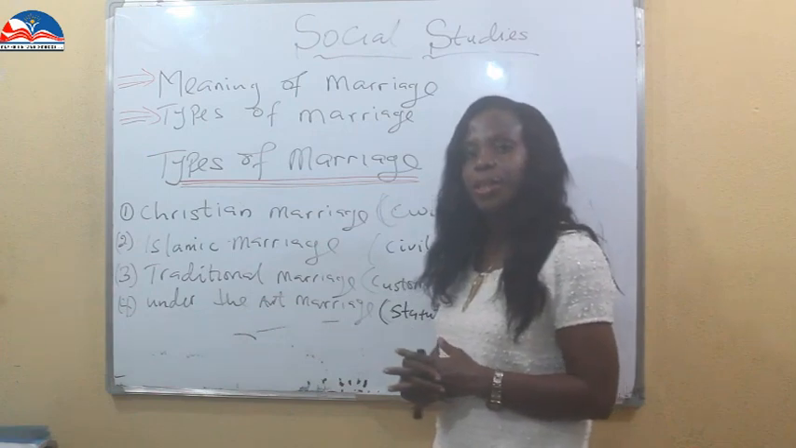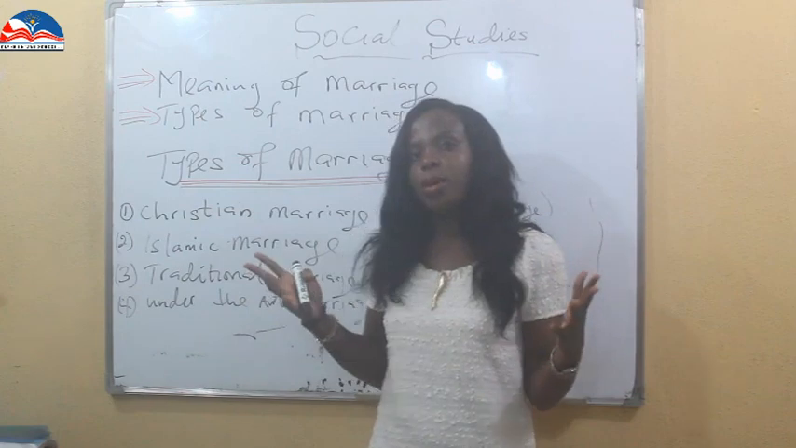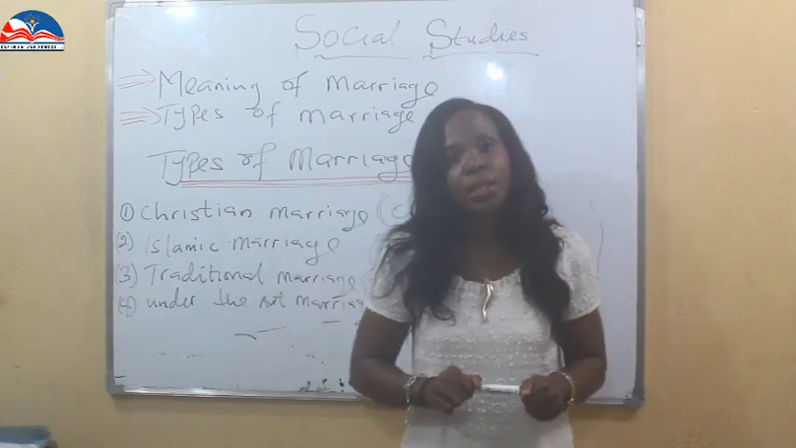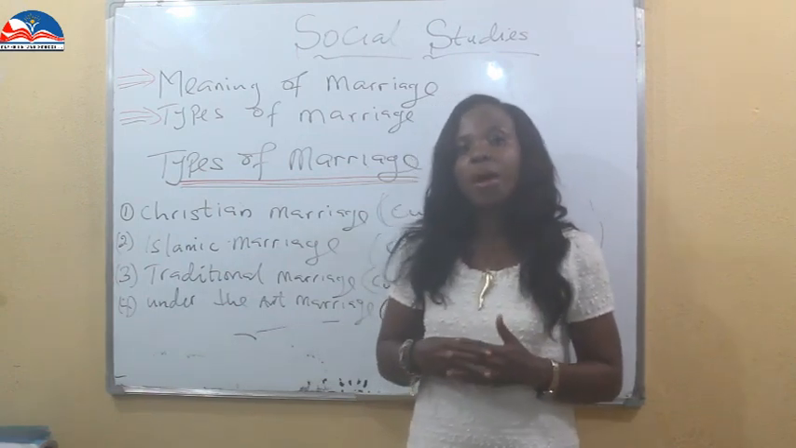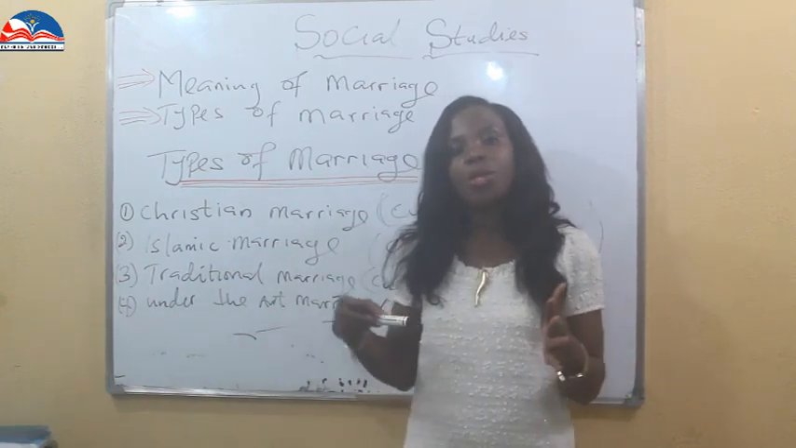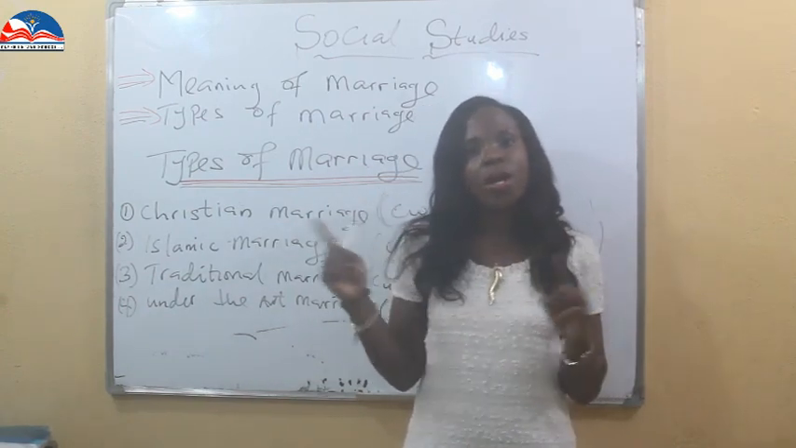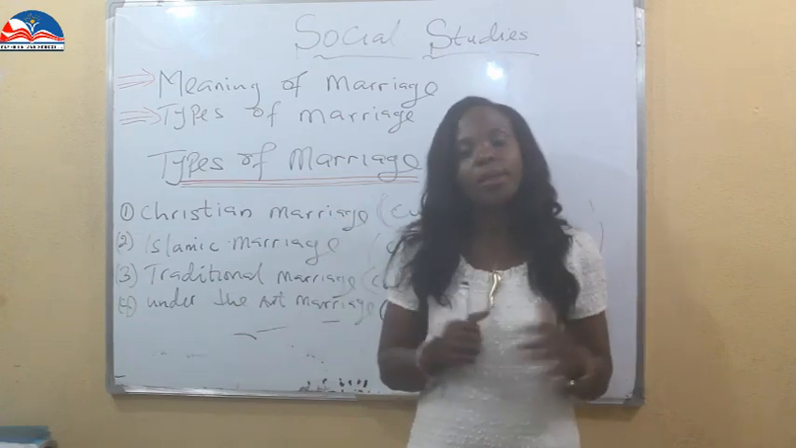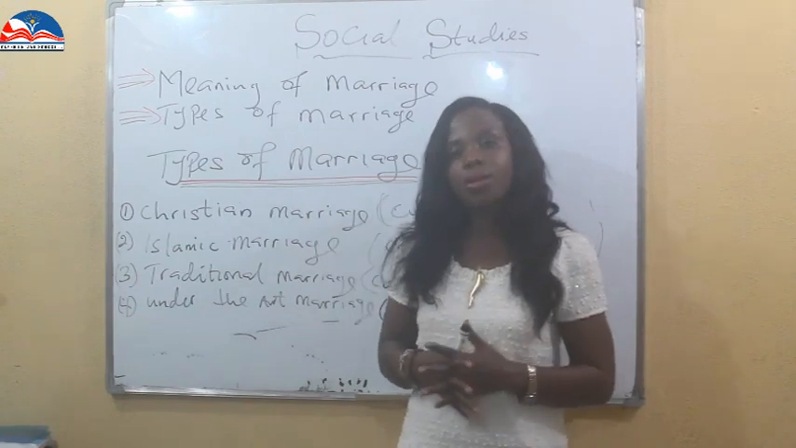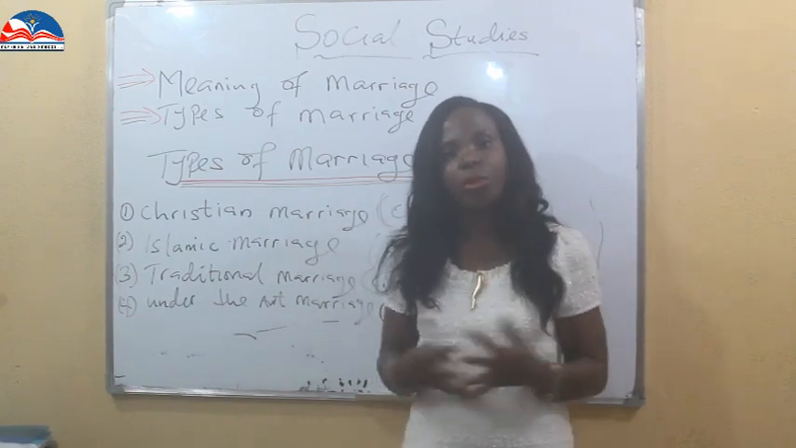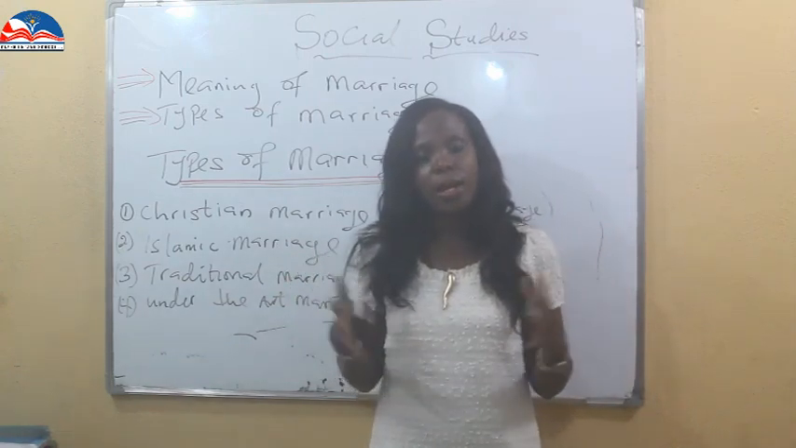Types of marriage. Now, before I explain these four types of marriage, let me talk about two types of marriage: the polygamous marriage and the monogamous marriage. Monogamous marriage has to do with the marriage between a man and a woman. A man, a woman. That is to say, the man and the woman agree to come into holy matrimony to be joined as man and wife. That is that kind of marriage.